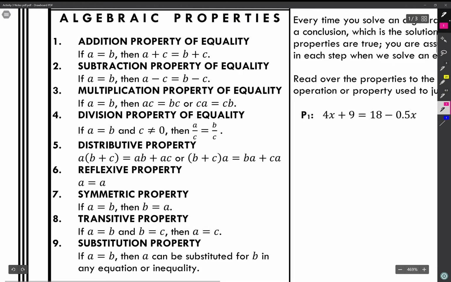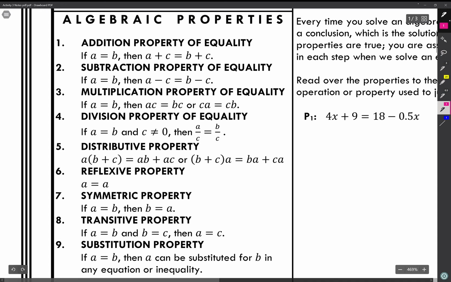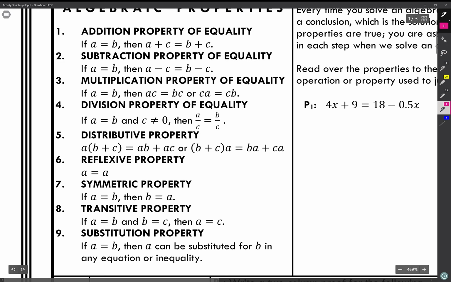So first, we have the addition property of equality. What this says is if A equals B, then A plus C equals B plus C. What this means is that if I have two things that are equal, I can add the same thing to both sides, and that's by the addition property of equality. So whenever you're getting rid of a negative number in an equation, you add that number to both sides. That's by the addition property of equality.